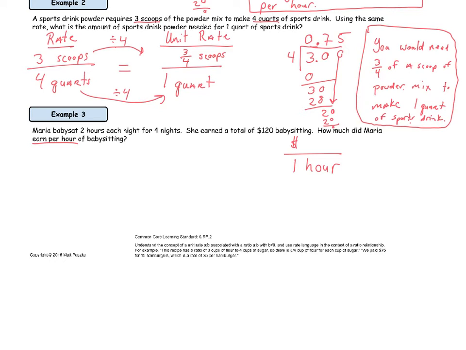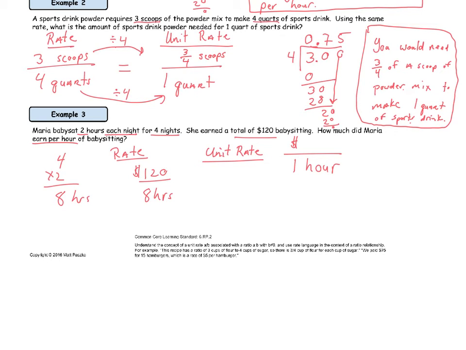Let's read into this question. The first sentence says, Maria babysat 2 hours each night for 4 nights. So we can start to make a rate by finding the total number of hours that she worked. If she worked 2 hours each night for 4 nights, that means she worked a total of 8 hours. Now, she earned a total of $120 babysitting. So our rate can be written as $120 over 8 hours.